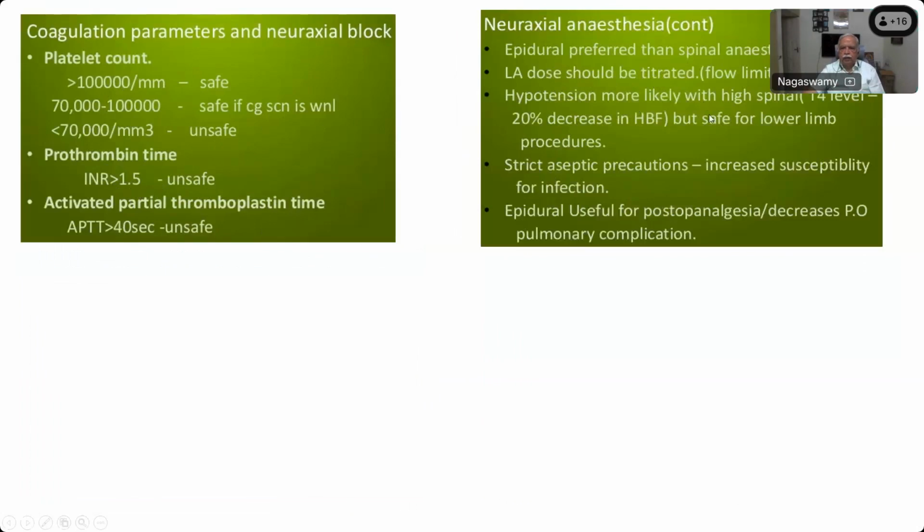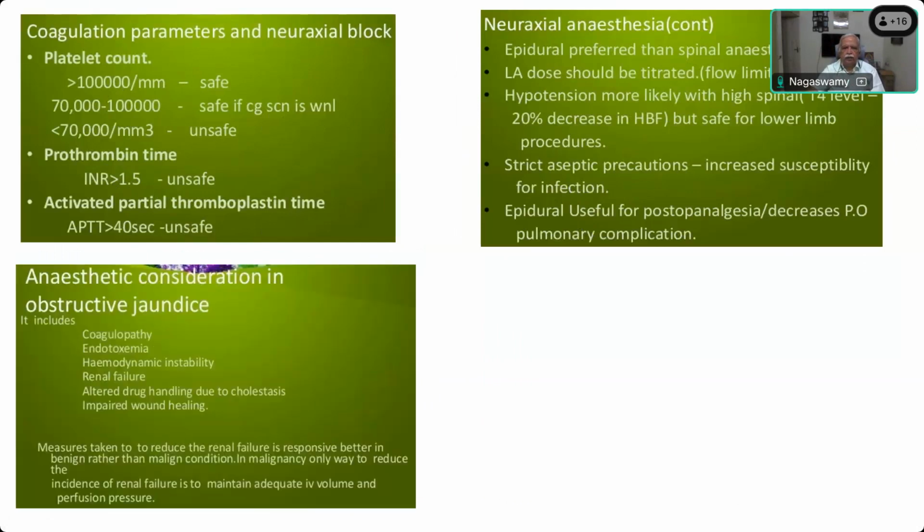Hypotension is more likely than with the higher doses. Strict aseptic precautions are needed because they can catch infection easily. Epidural use for postoperative analgesia decreases the use of other opioid drugs, which are mainly eliminated by the liver, and also prevents pulmonary complications.